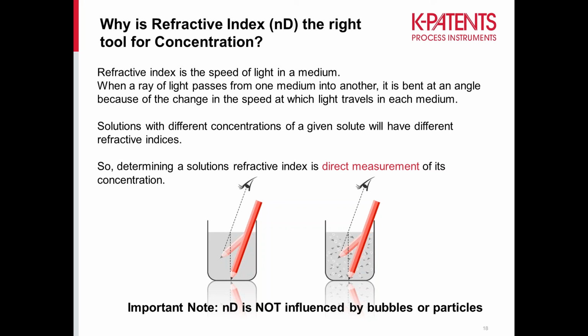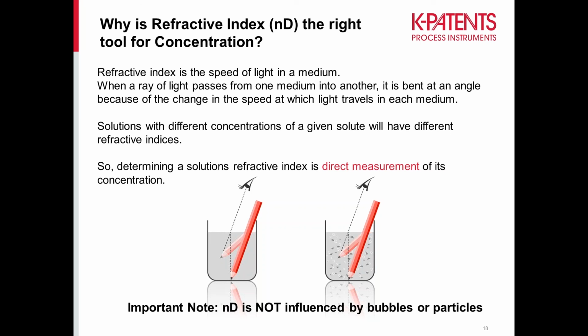And the takeaway of this presentation, and a very important note, is that refractive index, or N sub D, by the way, N is refractive index, and the D represents the sodium D yellow light. That's the wavelength of light specified in the chemical tables. But that is not influenced by bubbles or particles. So that light speed is going to remain the same, even if there's quite a bit of bubbles or particles.